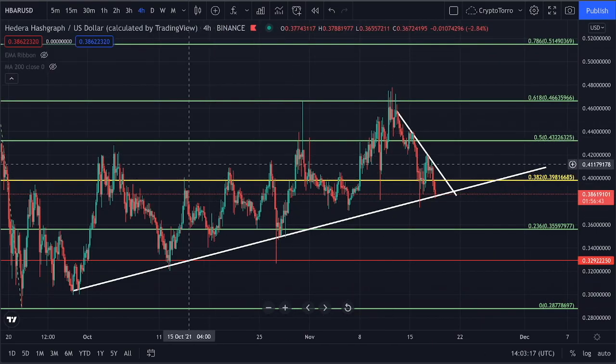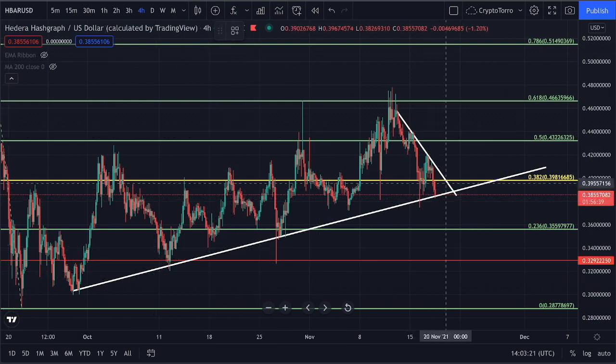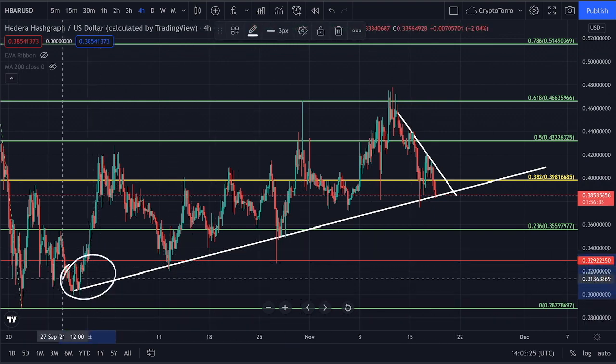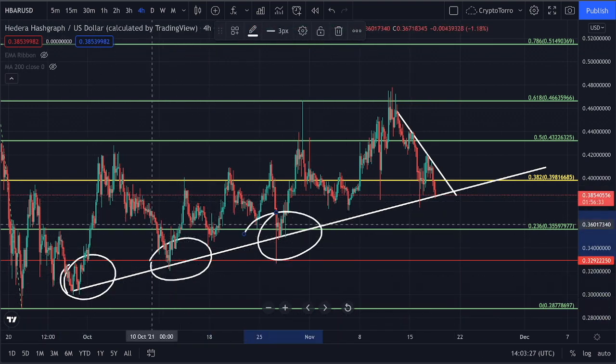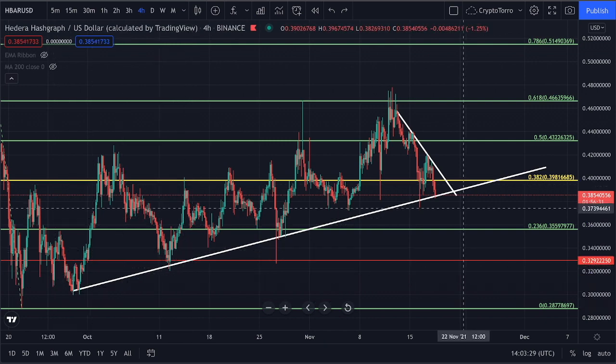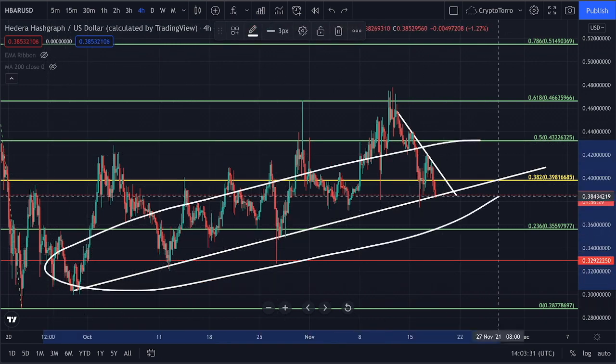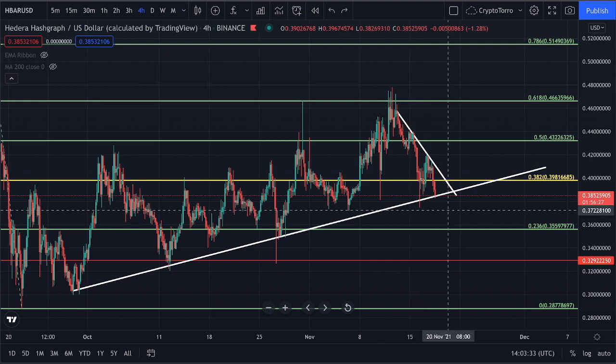Well, absolutely what I must take into consideration right now is that we are retesting this ascending support. This ascending support has been retested several times on HBAR. That is absolutely important because this is a confirmed ascending support, and right now we are retesting this range.